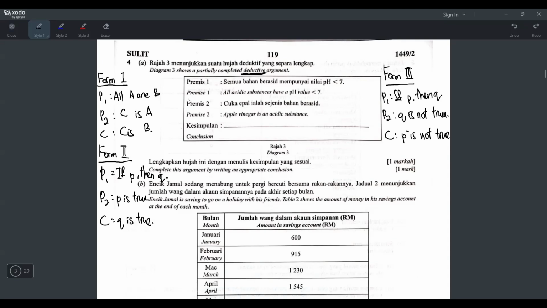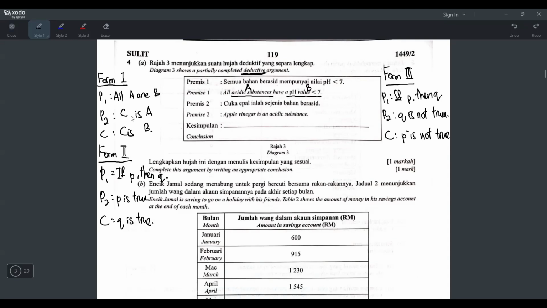Let me tell you why. Because this follows the first form. Dia ada follow form yang pertama. So you see the word all, right? So definitely it's the first form lah. So I will just underline this acidic substance, A. The R they replace with have, but it's the same concept. So the pH value less than 7, this is the B.